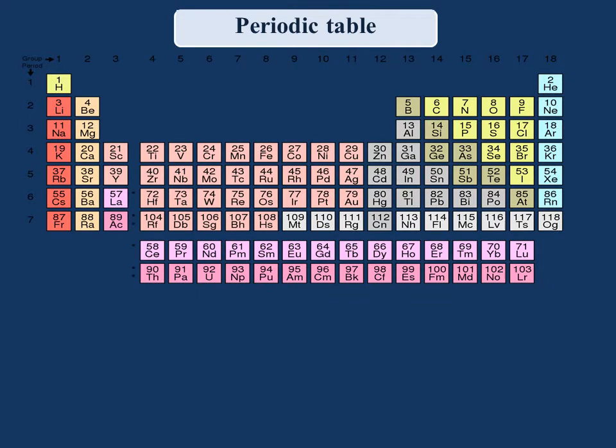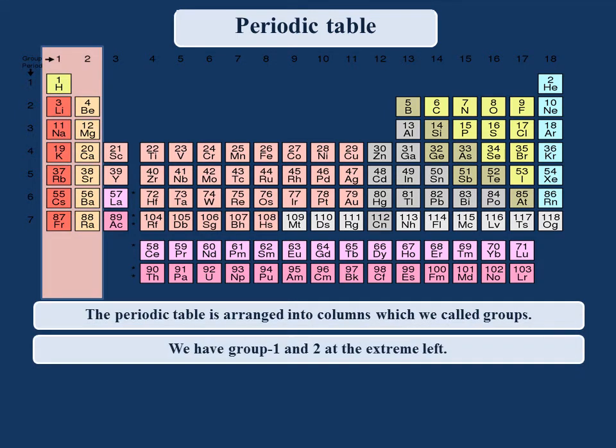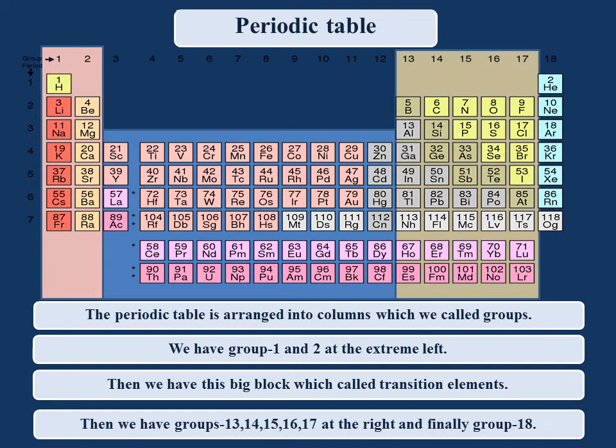Here is the periodic table. I think all of you have seen this picture of the periodic table before. The periodic table is arranged into columns, which we call groups. We have groups 1 and 2 at the extreme left. Then we have this big block, which is called transition elements. After that we have groups 13 to 17 at the right of the periodic table. And finally group 18, which consists of noble gases.